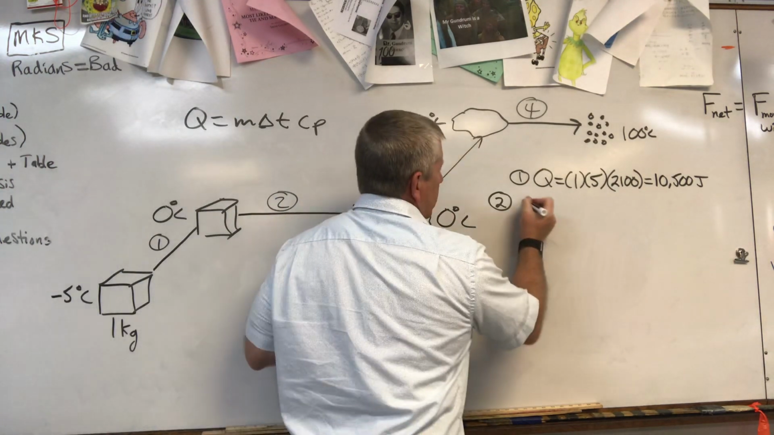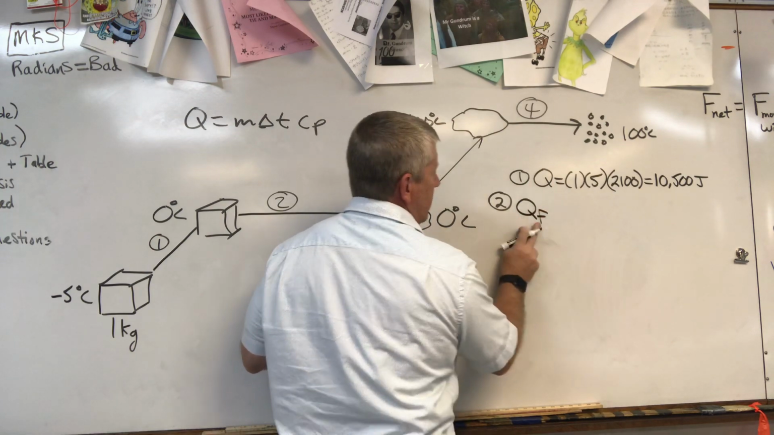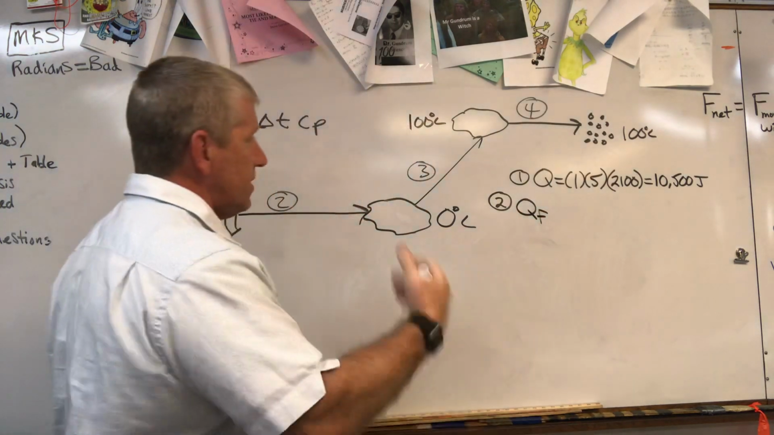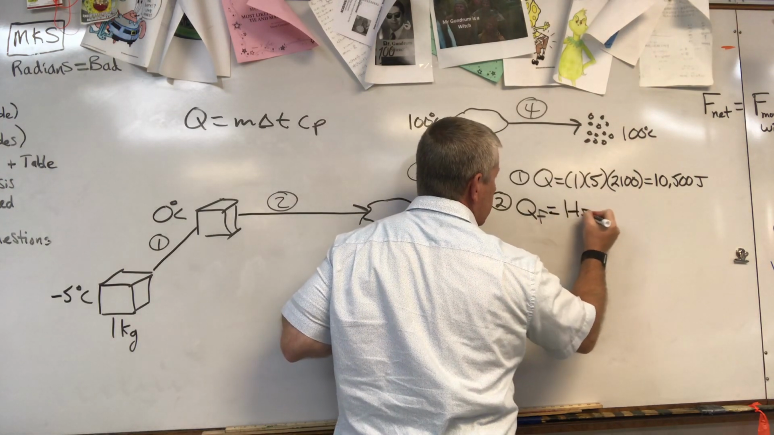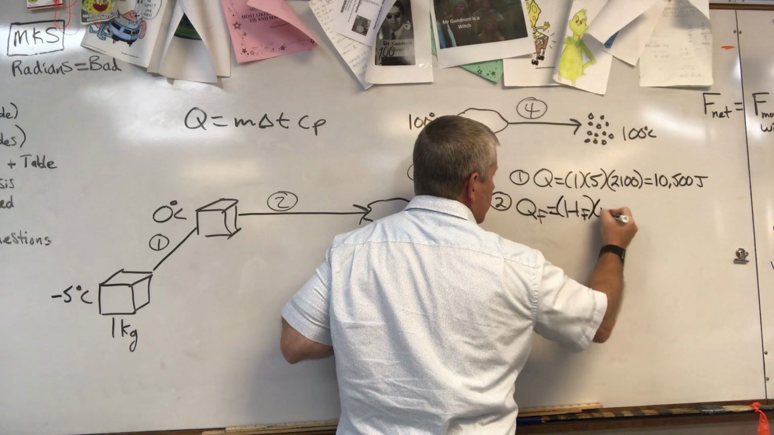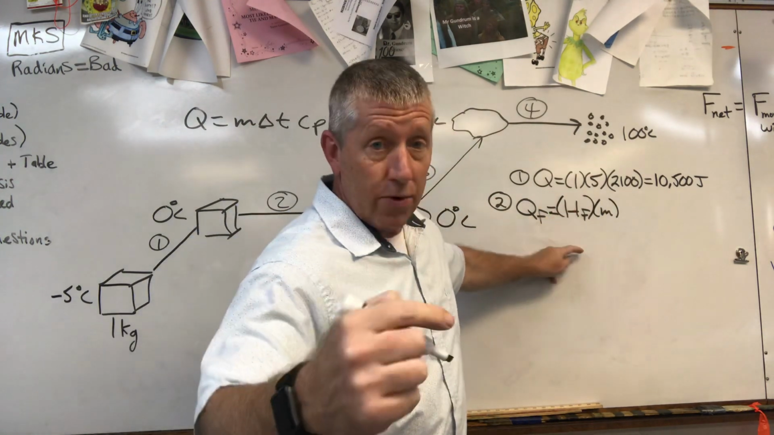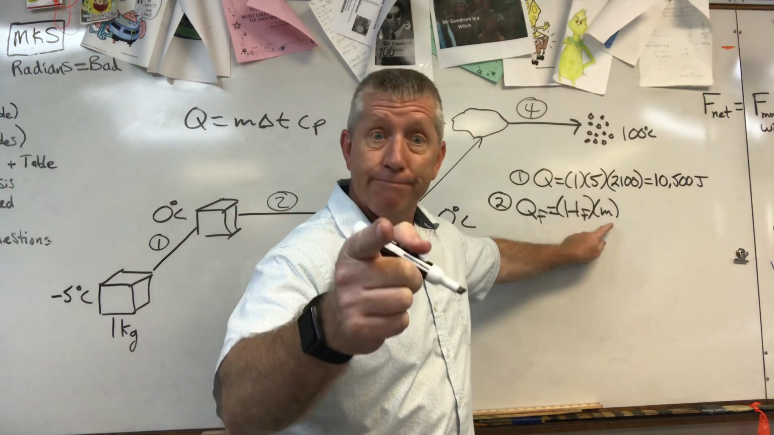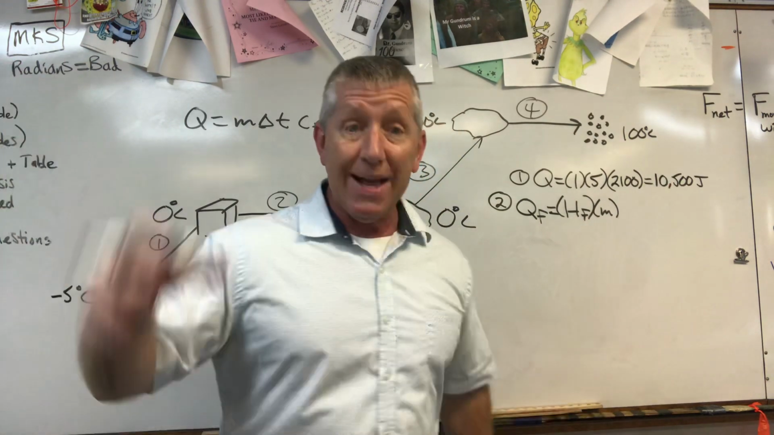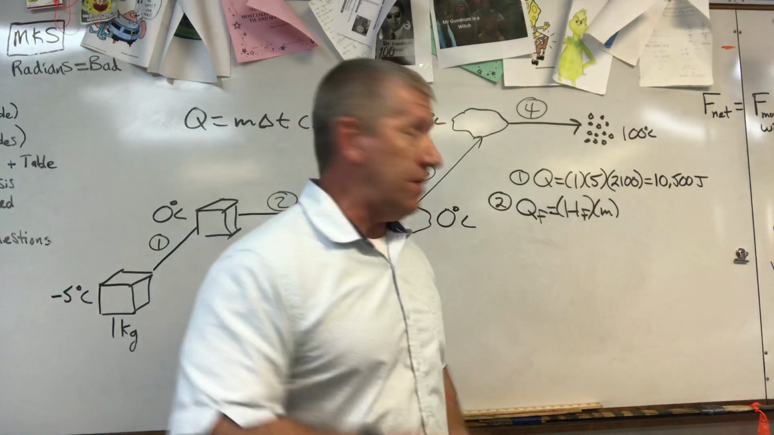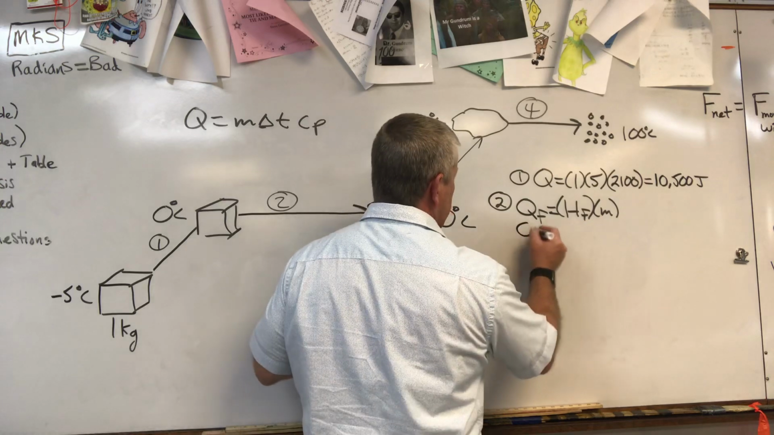The heat, so I'm gonna put Q, the heat that it takes to fuse, which means melt, is equal to the heat of fusion times the mass. Now, heat of fusion is in joules per kilogram. Mass is in kilograms, so the mass units will cancel. It'll leave me with joules. Boom, I get the amount of heat it'll take to melt that ice. So I gotta put the right units in there.